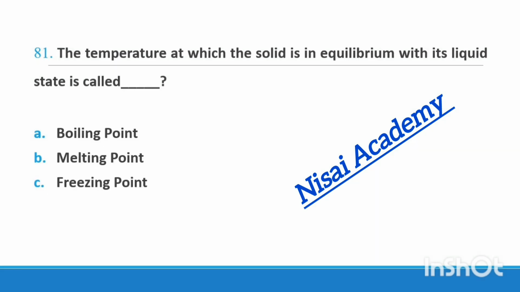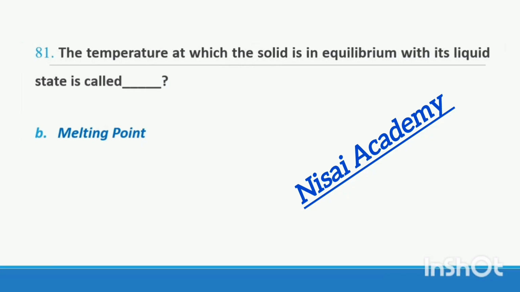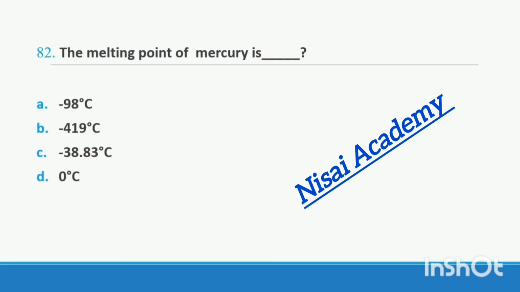Question 81. The temperature at which a solid is in equilibrium with its liquid state is called option A boiling point, option B melting point, option C freezing point. The temperature at which a solid is in equilibrium with its liquid state is called the melting point. Right option B.